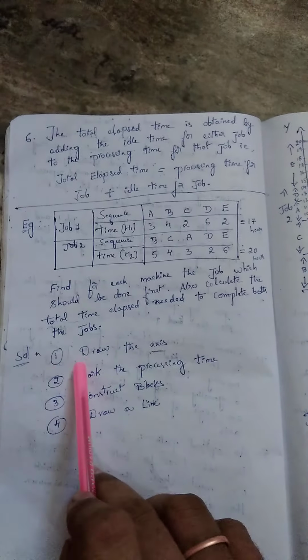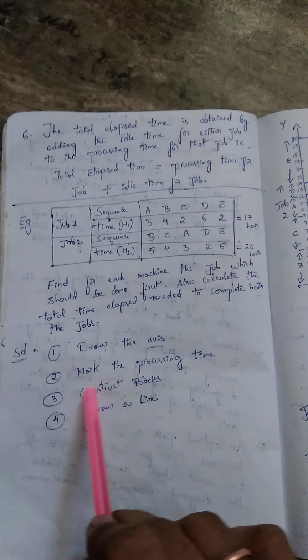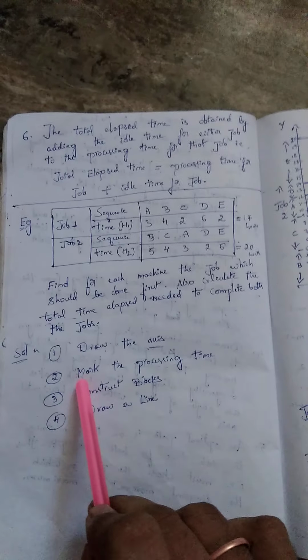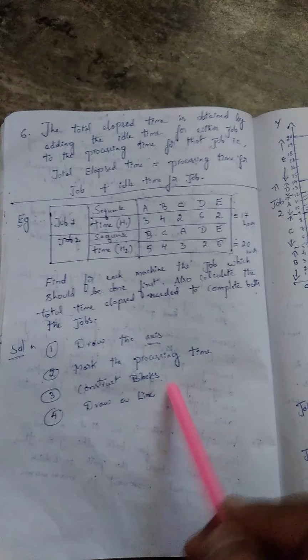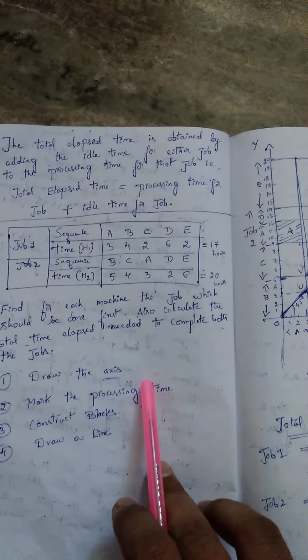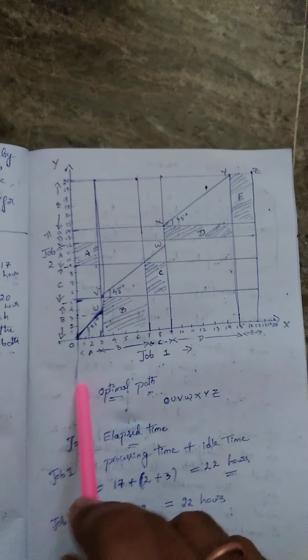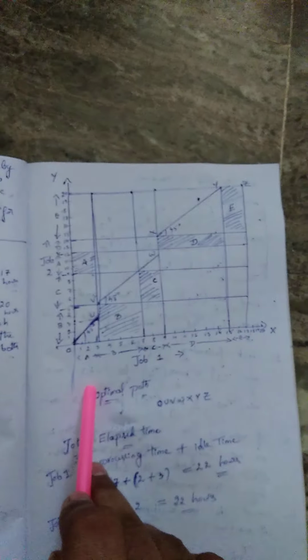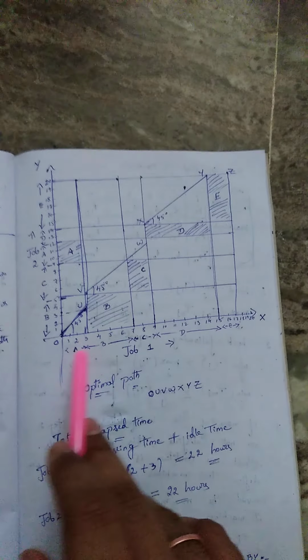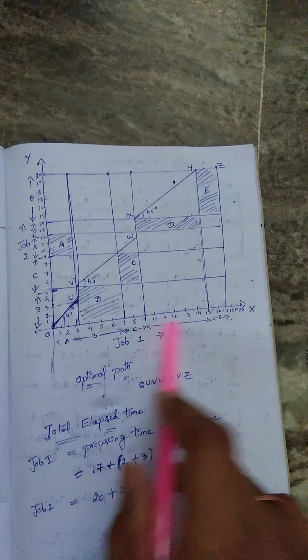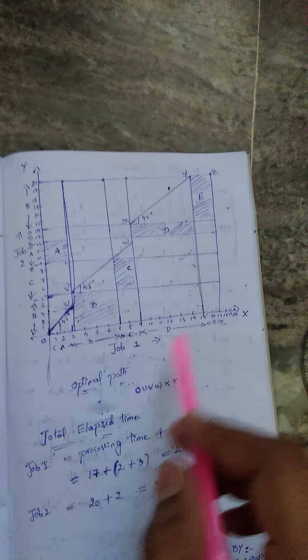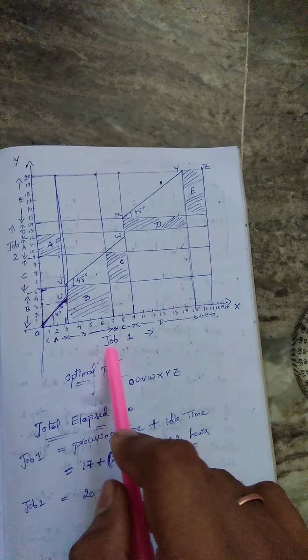So these are the steps: draw the axes, mark the processing times, construct the blocks, and draw a line. As per the given table of timings for job 1 and job 2, in this format we draw the y-axis and x-axis. We mention the points 1, 2, 3, 4, 5, 6, and on the x-axis we place job 1 and on the y-axis job 2.